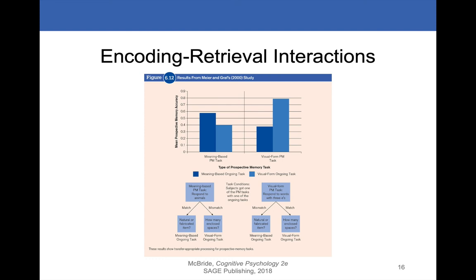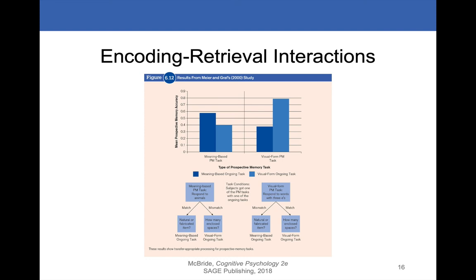Encoding retrieval interactions can get pretty complicated. This is a study from Meyer and Graf 2000 that looked at two different types of prospective memory tasks: a meaning-based prospective memory task versus a visual form prospective memory task.